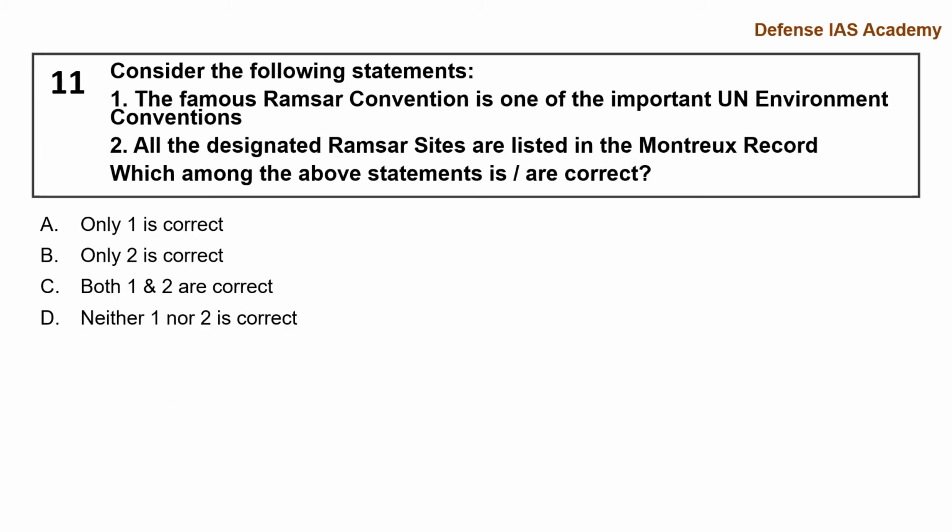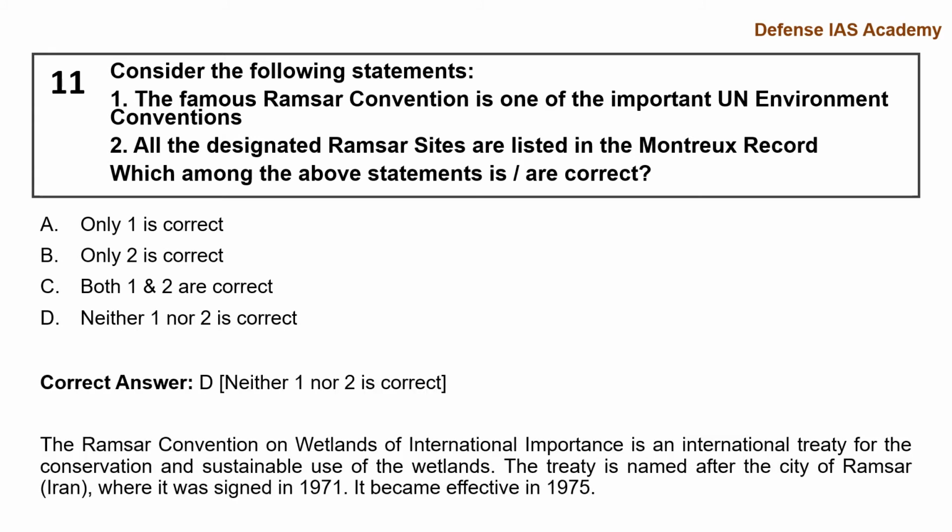Question 11. Consider the following statements. 1. The famous Ramsar Convention is one of the important UN Environment Conventions. 2. All the designated Ramsar sites are listed in the Montreux record. Which among the above statements is correct? The correct answer is option D. Neither 1 nor 2 is correct. The Ramsar Convention on Wetlands of International Importance is an international treaty for the conservation and sustainable use of wetlands. The treaty is named after the city of Ramsar in Iran, where it was signed in 1971. It became effective in 1975.